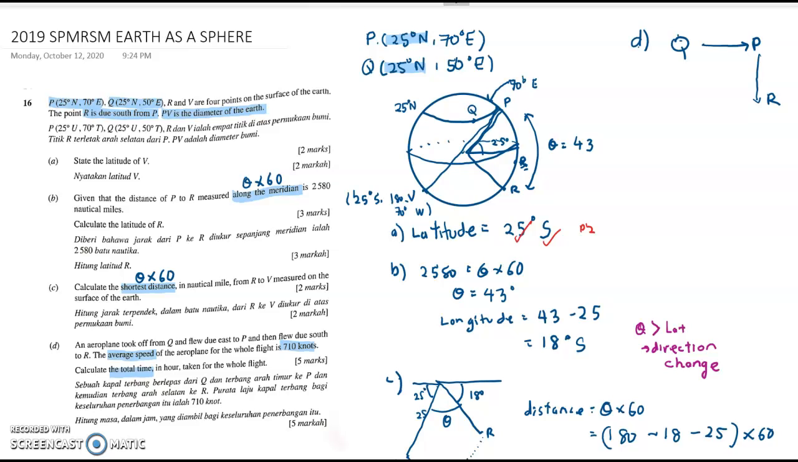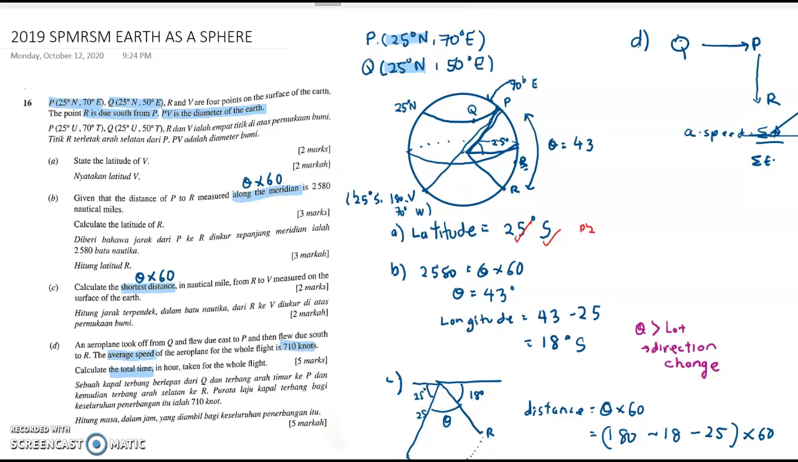Okay, so we know that average speed is total distance divided by total time. So we already have our average speed from Q to P. We calculated that one before. So Q to P, oh, we haven't calculated that one yet. So that's why we have 5 marks. So we need to calculate from Q to P first.